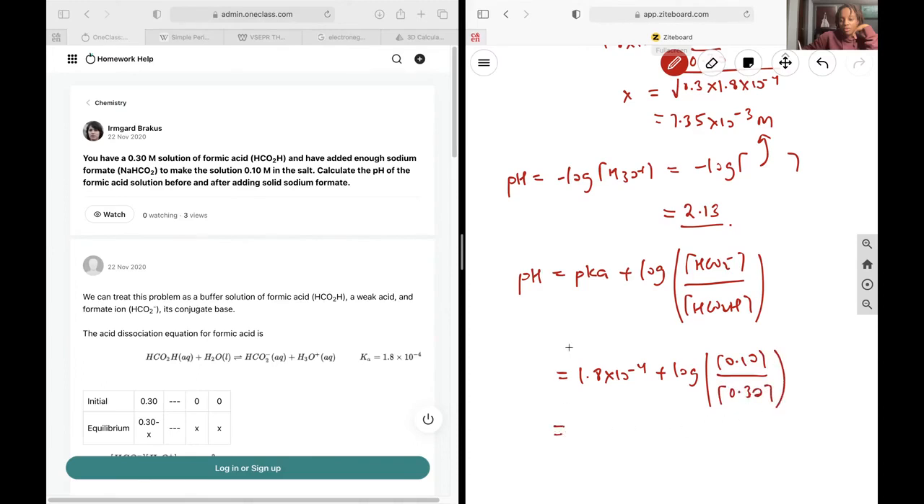And this is going to give me the answer that the new pH is 3.26. So the pH before was 2.13, the pH after adding that salt is 3.26. And that's going to be your final answer.